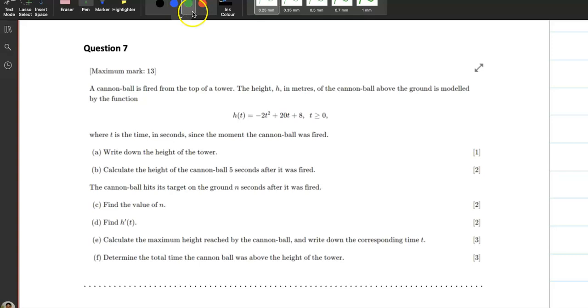Next. A cannonball is fired from the top of a tower. The height h in meters of the cannonball above the ground is modeled by the function h(t) is equal to minus 2t square plus 20t plus 8. Write down the height of the tower.